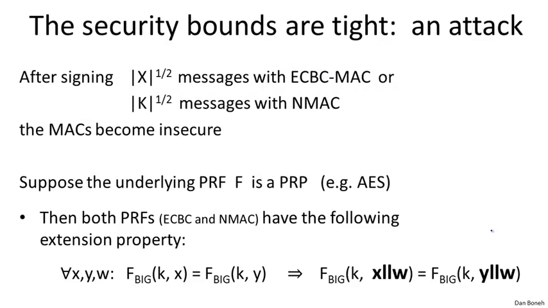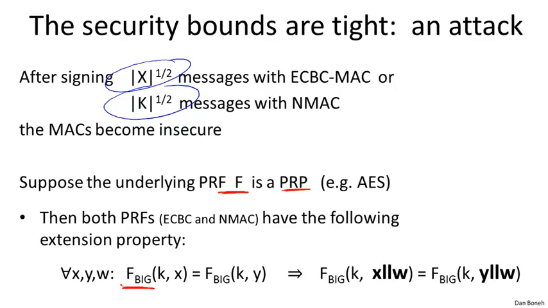Okay, so I want to show you that in fact these attacks are not just in the statements of the security theorem. There really are real attacks that correspond to these values. The MACs really do become insecure after you sign square root of X or square root of K messages. So I'm going to show you an attack on both PRFs, either ECBC or NMAC, assuming that the underlying function is a PRP, is actually a block cipher, like AES. Let's call it F big. Let's say that F big is either F ECBC or F NMAC. F big means it's a PRF for large messages.